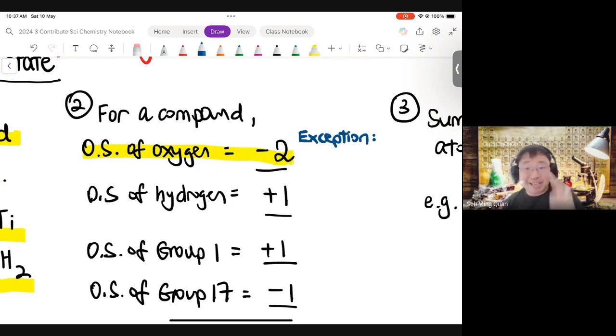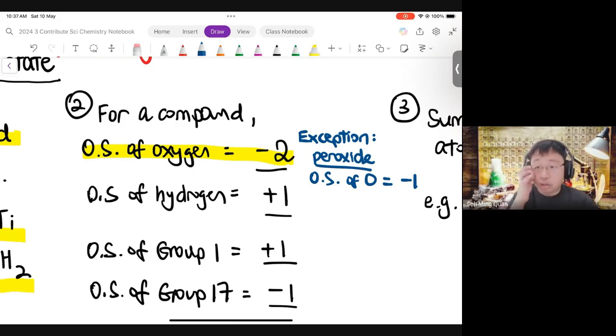The only exception to this rule, which I guess you can take down now, is if the compound is called a peroxide. We will tell you it's a peroxide in its name. So if you read hydrogen peroxide, for example, if there is the word peroxide, the oxidation state of oxygen is -1. So that is the only exception to the rule that oxygen is -2 in its compounds.